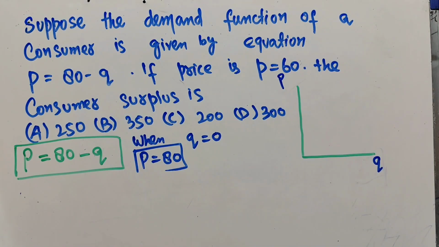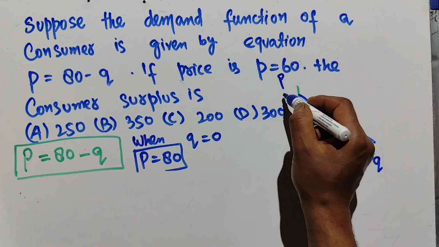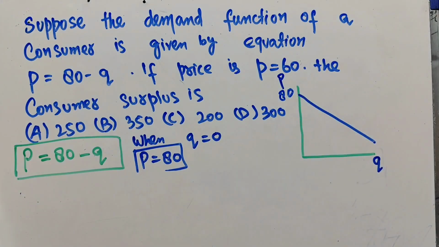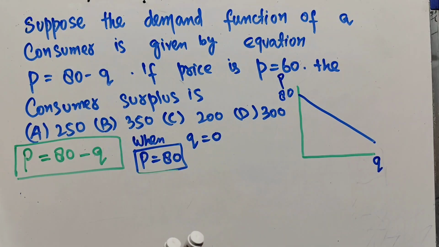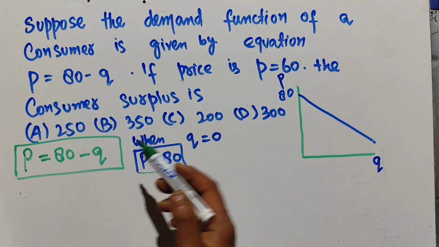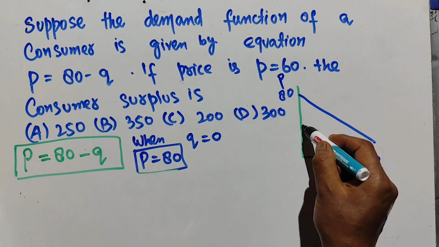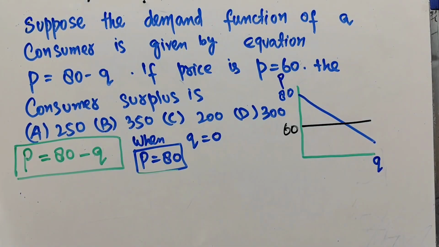So we will have a downward sloping demand function like this, and its price intercept is 80 here. Now given this demand function, we are being told to find out the consumer surplus when price is equal to 60. And let us draw a line which denotes P is equal to 60. This denotes the price of 60.